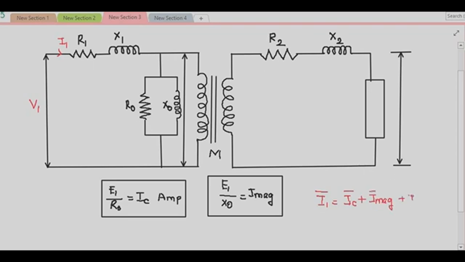And I2 dash. Right? So the vector sum of these two is nothing but your I0. So I can write I1 is nothing but the vector sum of the no load current of the transformer and the load component of your primary current. Load component of the primary current, I2 dash.